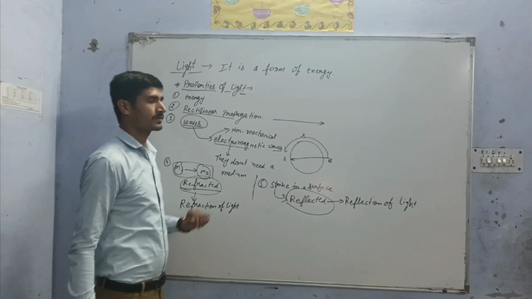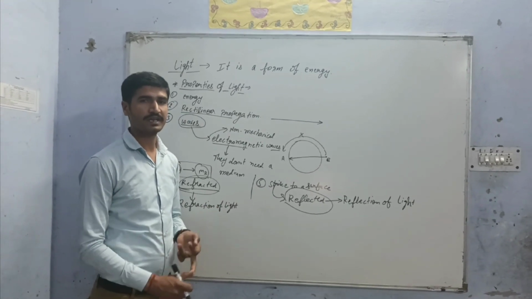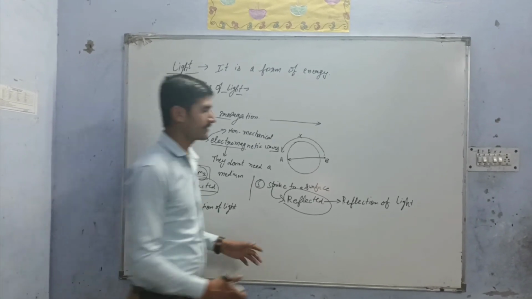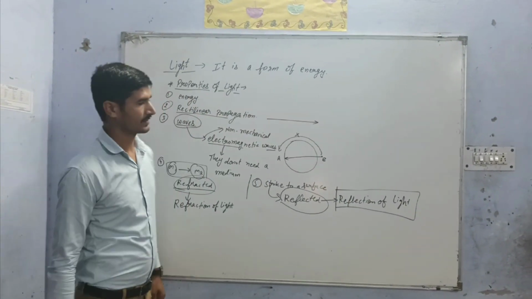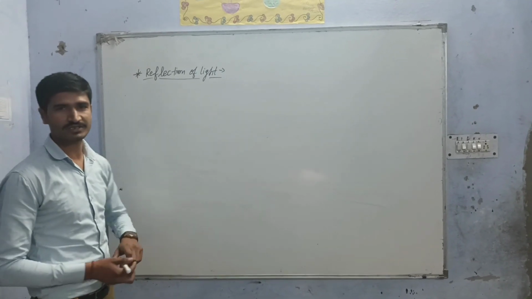इसके अलावा और भी बहुत सारे प्रोसेस होते हैं लाइट के, like polarization, dispersion, scattering, and so many things are there. So we are going to just cover, first of all, reflection of light. Okay, so now we are going to discuss the reflection of light.